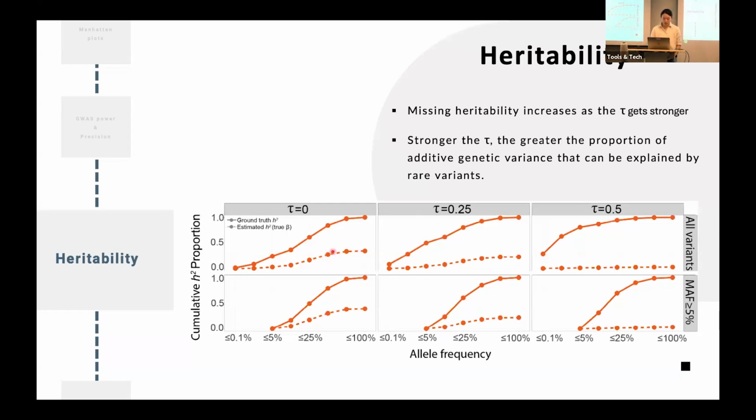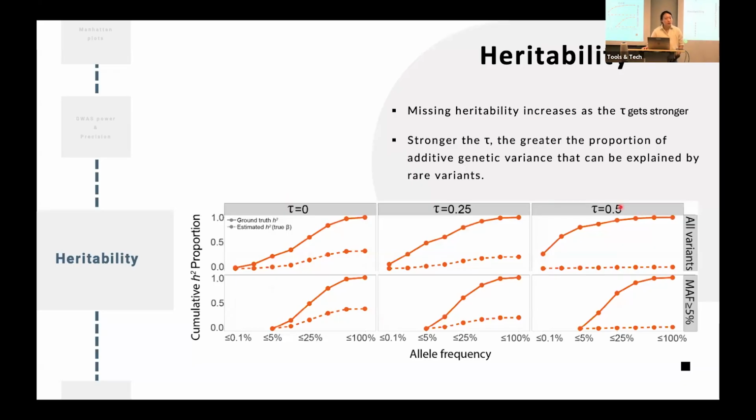So whatever gap we see between the solid and dashed line, it will directly tie back to the GWAS power. As expected, if we look at this tau of 0.5 trait architecture, the gap between the ground truth and the estimated heritability is largest compared to the tau of 0, under the scenario where we had very low GWAS power to detect the variance.